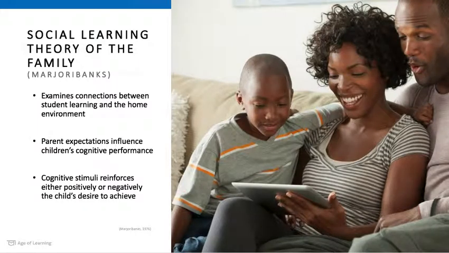And then to take that a little further, Marjorie Banks examined the connections between the home environment and parents' expectations of their children and their child's performance. So, for example, if parents really expect their children to do well in sports, then the child knows that sports are important to their parent and is likely to try harder to attain their parents' approval or attention around sports. The same thing is true for math. If the child knows that math is important to the parent, the child is more likely to try to achieve in math.